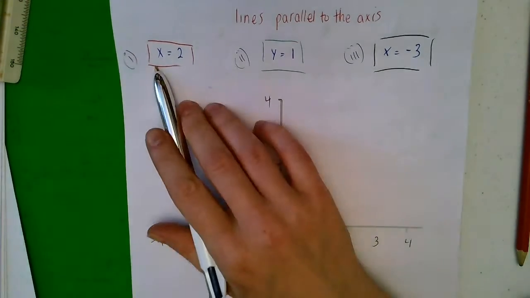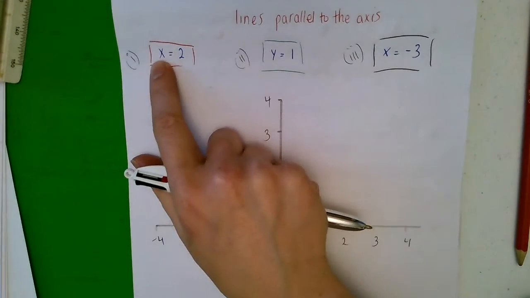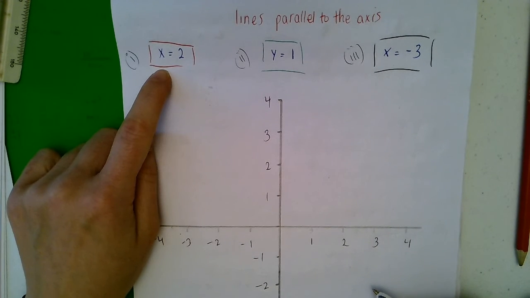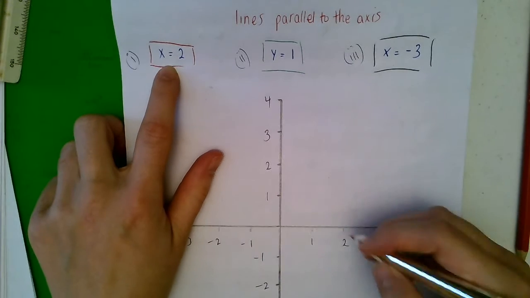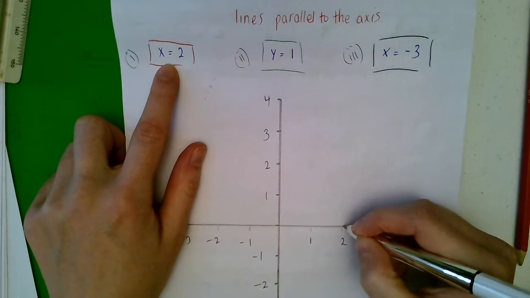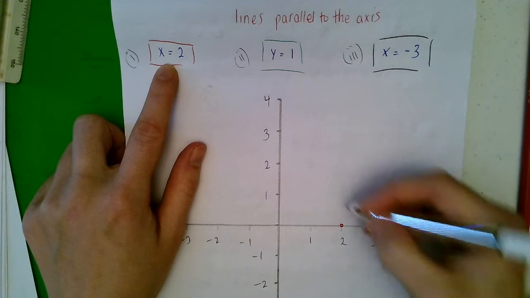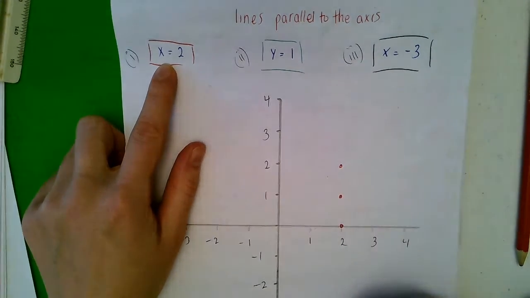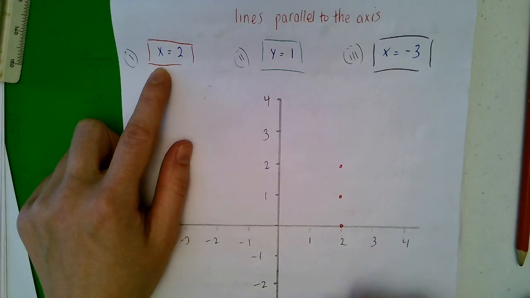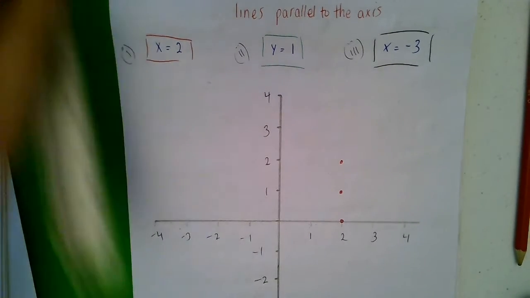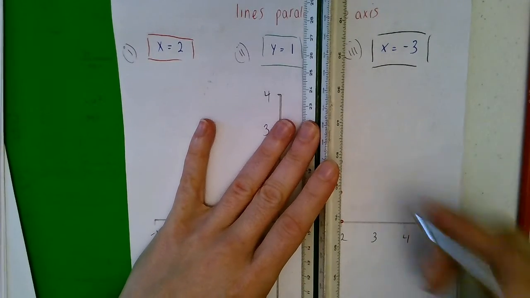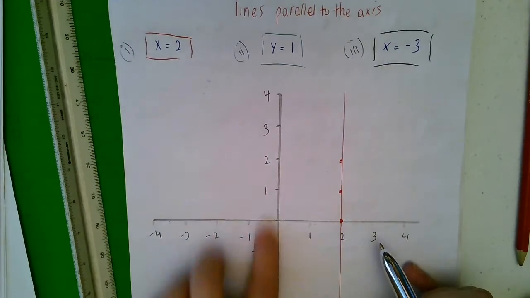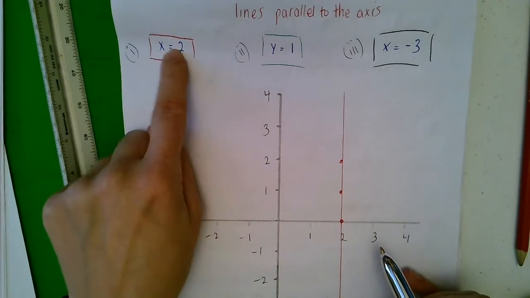Okay, so take this for example, x equals 2. This equation means that no matter what point on the line, the x coordinate will always be 2, okay? So the point there is 2, 0, another point could be 2, 1, another point could be 2, 2, another point could be 2, minus 3, okay? And so as you can see here, if we join all these points up, this line is actually parallel to the y-axis. Okay, because x will always be 2.